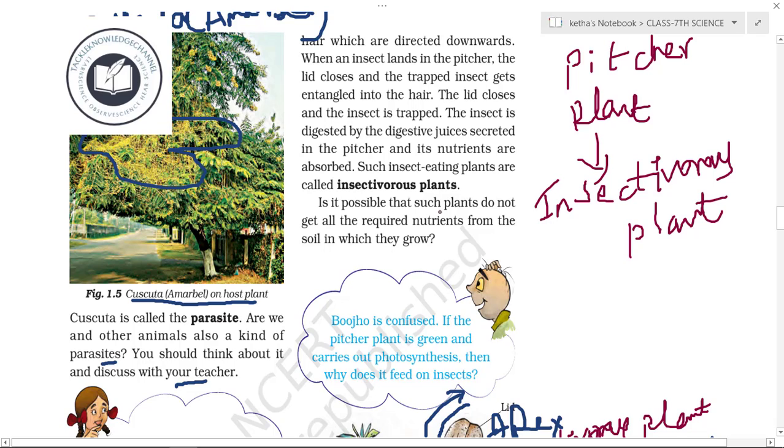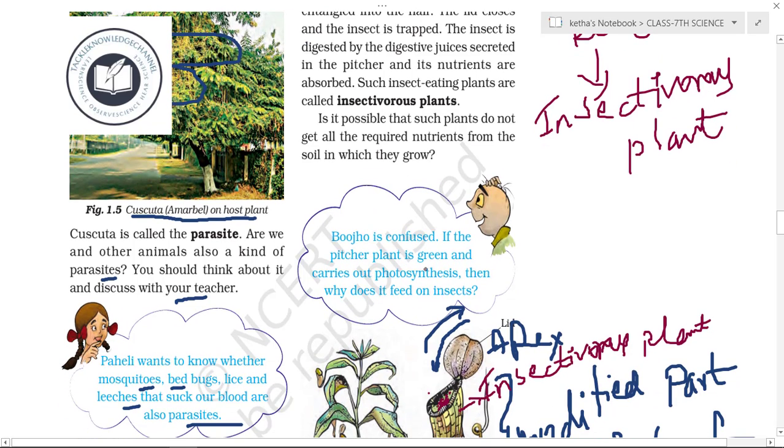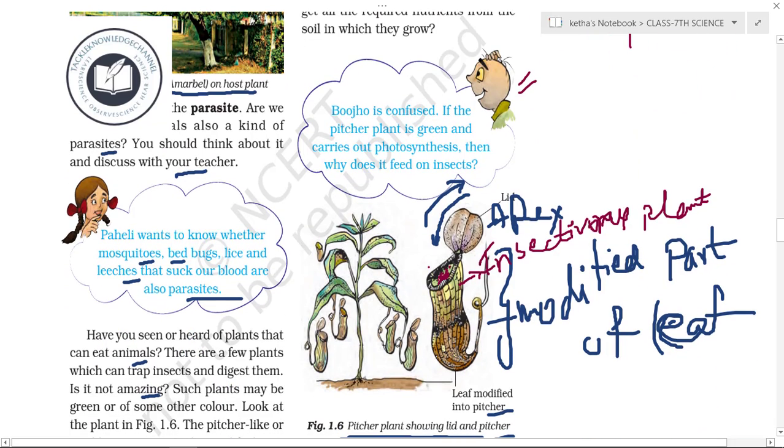Next, is it possible that such plants do not get all the required nutrients from the soil in which they grow? So they are asking whether the plants are getting the required nutrients from the soil in which they are growing. This is the question. Bojo is confused. If the pitcher plant is green and carries out photosynthesis, then why does it feed on insects? He wants to know, if the pitcher plant is green, it has chlorophyll, right? So it can synthesize its food, right? So why is it dependent on insects? This is the confusion for Bojo.